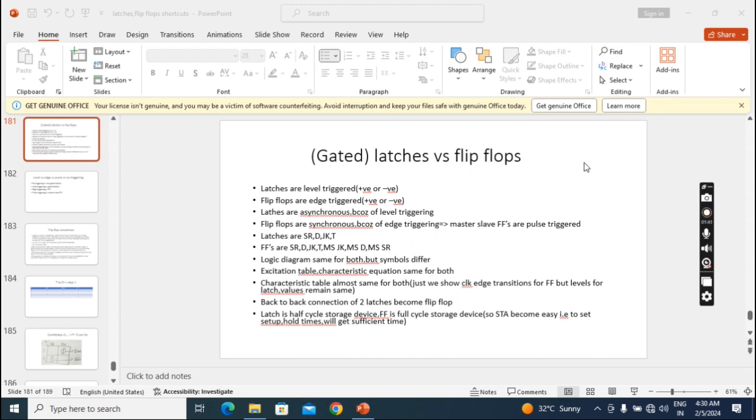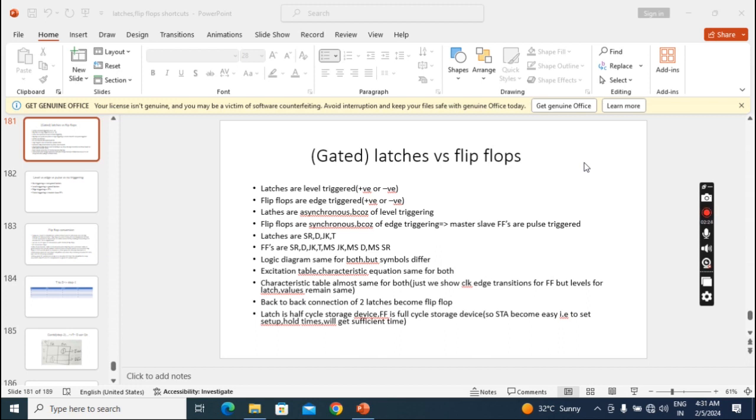Even for levels or edges, the values become same. Okay. And if we connect two latches back to back, it will become a flip-flop. It will work as a flip-flop. Okay. And latch is a half cycle storage device and flip-flop is a full cycle storage device. So because of this full cycle storage, static timing analysis is easy in the physical design. So physical design engineers will get enough, sufficient time for setup and hold time, because full cycle storage is available with flip-flop.